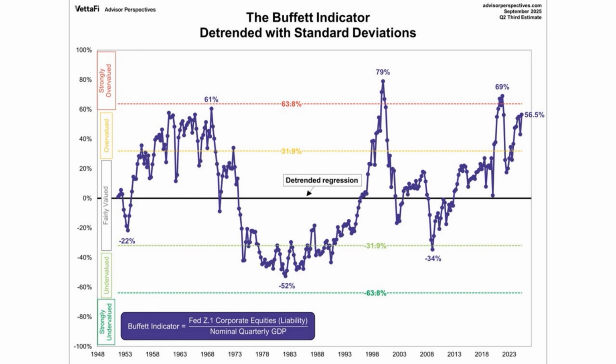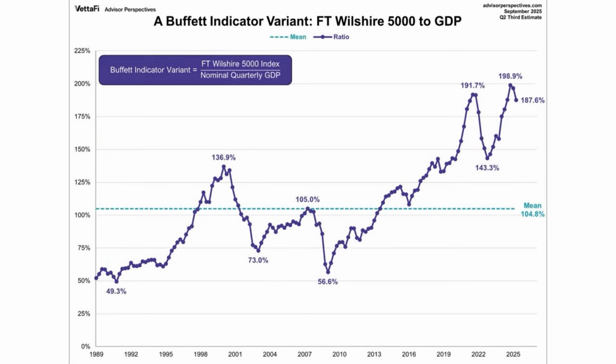define valuation zones. As of the latest data point, the current Buffett Indicator rating is 56.5% above its trend line. That places it approximately 1.8 standard deviations above the trend, firmly in the overvalued territory.